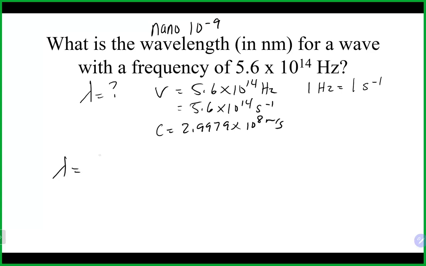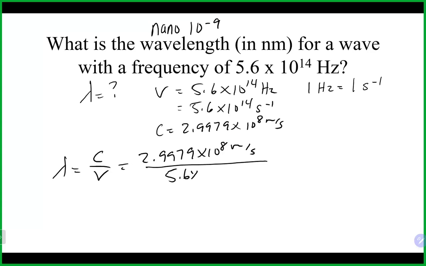Once again, here our wavelength will be c divided by the frequency, rearranging that equation, taking our 2.9979 times 10 to the 8 meters per second, divided by our frequency of 5.6 times 10 to the 14 reciprocal seconds. Those guys are going to cancel, and that's going to leave me meters when I do this. And we will end up with 5.35 times 10 to the minus 7 meters.